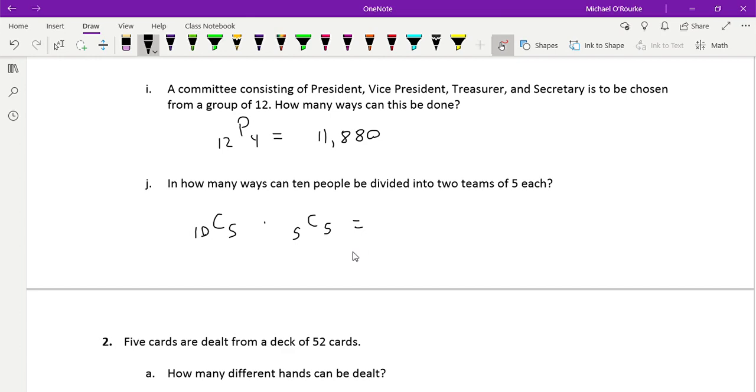Does that make sense to you guys online? Wait, I'm confused. Why are you multiplying this? Because you're doing it at the same time. You're making it together. It's not "or". If it's an "or" question, then it's like an add between them, right? But you're doing this at the same time. I'm making this team and I'm making this team at the same time.